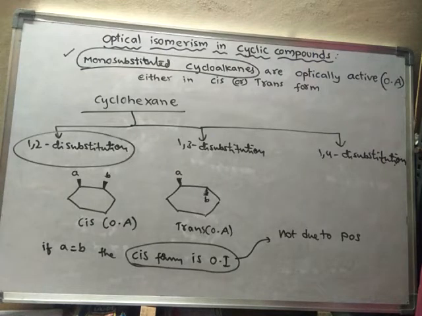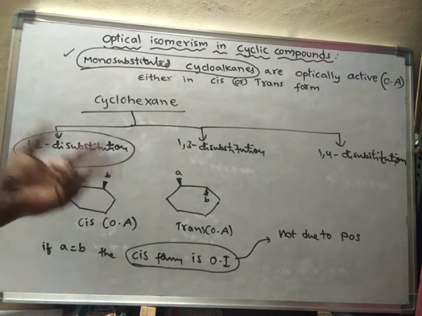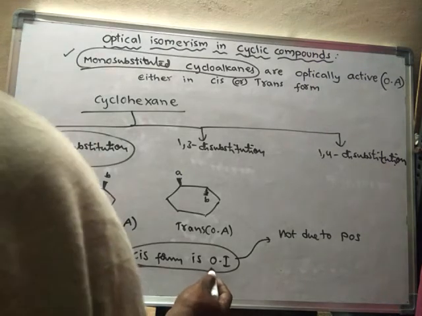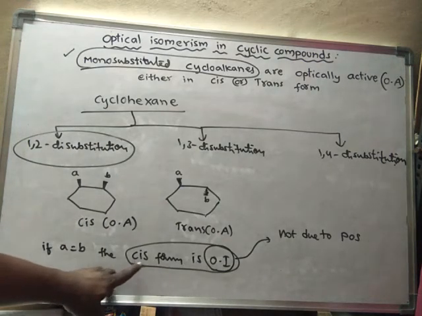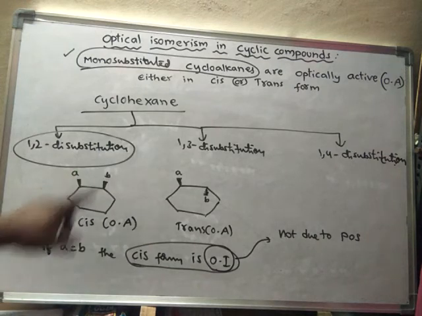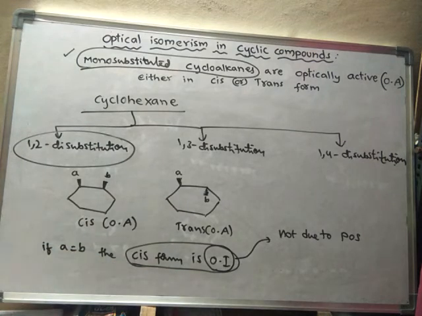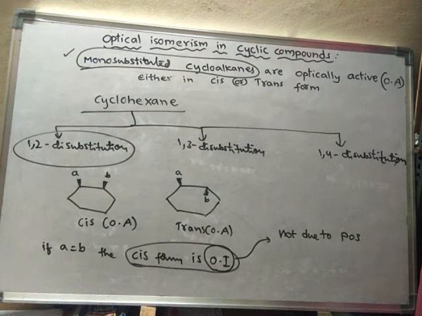So this is not a planar molecule, hence a plane of symmetry does not exist in this case. Then there is no symmetry element in the cis form when A is equal to B, so in that case its cis form should be optically active, but it is optically inactive. Though there is no element of symmetry, still it is optically inactive.